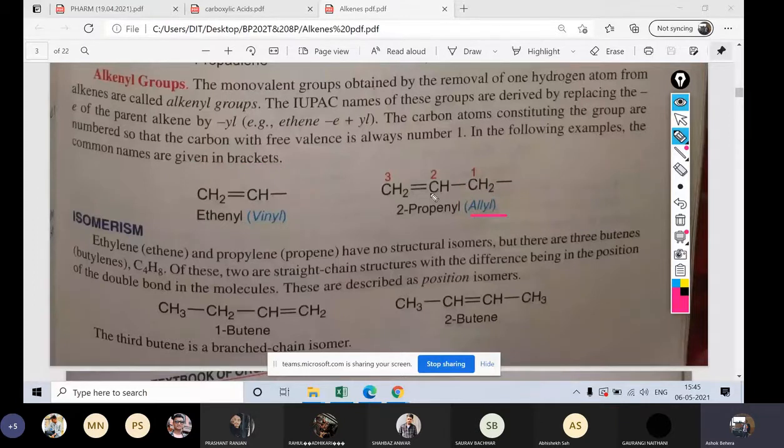See, if two carbons are close, these are known as vicinal. Okay, vicinal, and this is known as allyl carbon. Okay, please remember that.